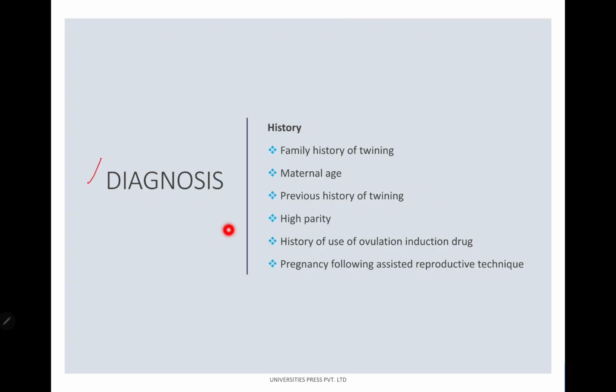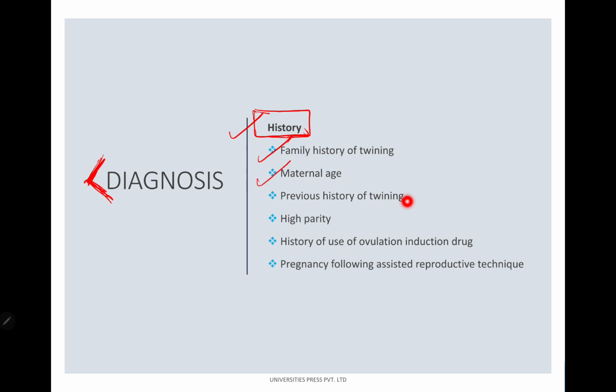Now let's see how we are going to diagnose multiple pregnancy. Diagnosis of multiple pregnancy begins with the history. First, you're going to ask for any family history of twinning. Is there any family history of twinning? That's the first question you need to remember.